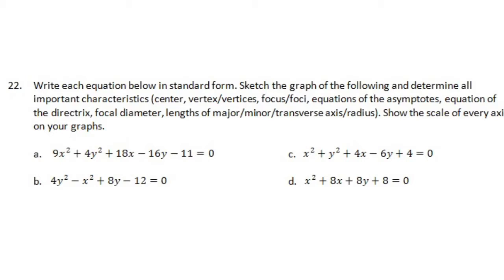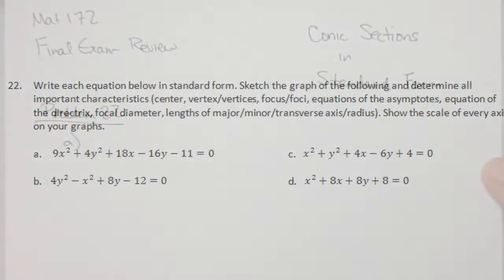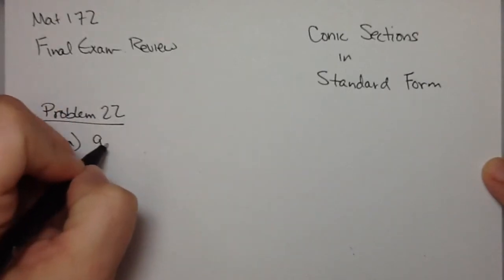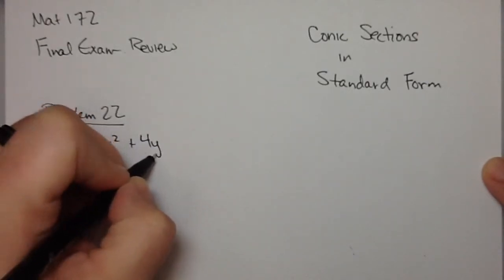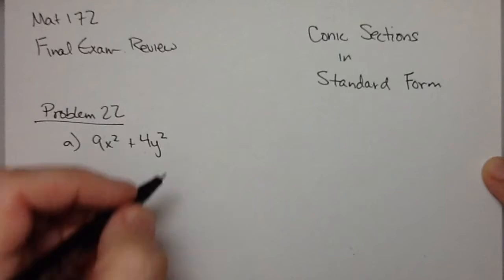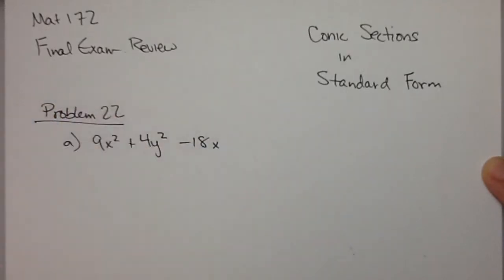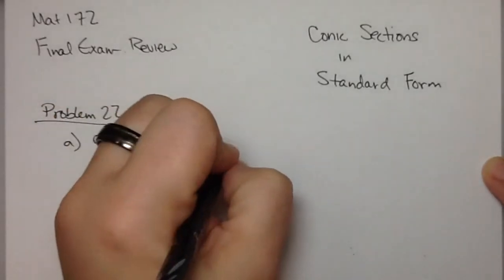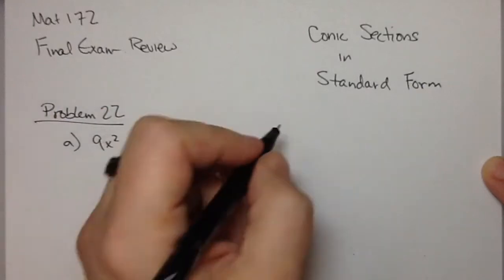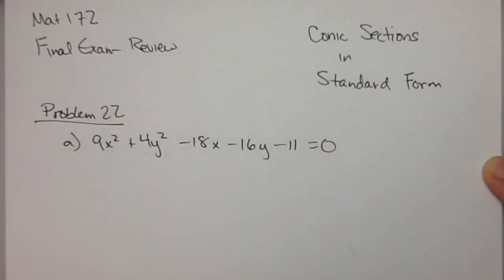In this video, we'll be talking about conic sections in standard form using problem 22. We're asked to take this equation and put it into standard form and then pick out all the important details. We're given 9x squared plus 4y squared minus 18x minus 16y minus 11 equals 0.